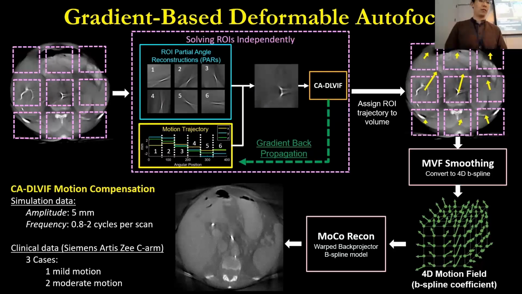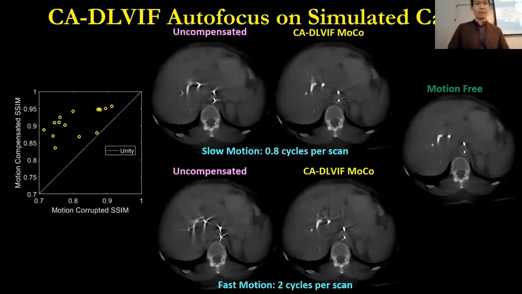To test this workflow, we put it into both the simulated data and the clinical data. Here are the results on the simulated cases. On the left, we have the graph of all the results aggregated from all the testing cases. On the x-axis, we have the SSIM value of the volume before motion compensation, with reference to a motion-free scan, and on the y-axis, we have the SSIM value after motion compensation. As you can see here, all the points fall above the unity line, suggesting that after motion compensation, the image quality has been improved.